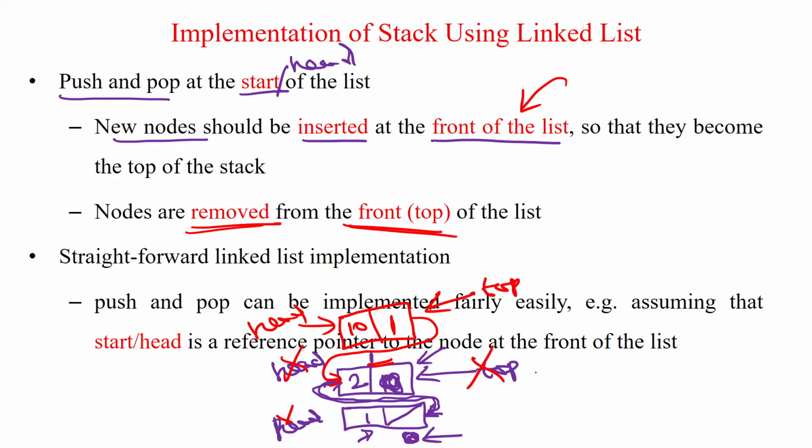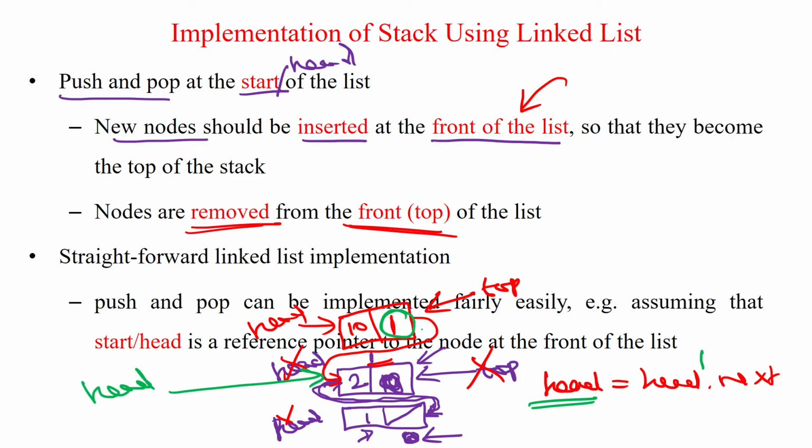Like that, when you want to apply the pop operation, it will remove the top element first. So head will become head dot next. What is head dot next? The address number 1. You look at this, address number 1 is the head dot next, so head will become this one. The memory location 1 will become the new head. So automatically the top will be removed from the list, right?